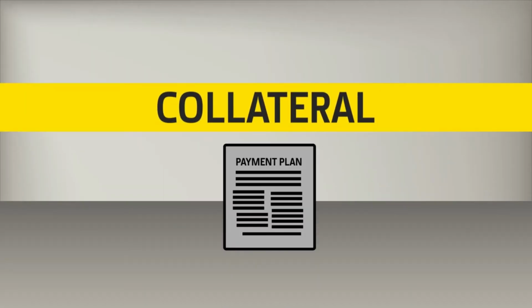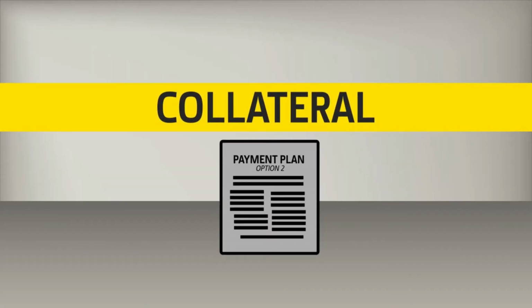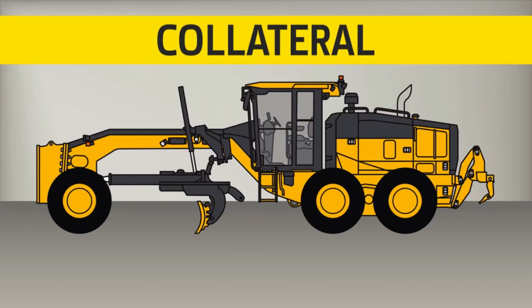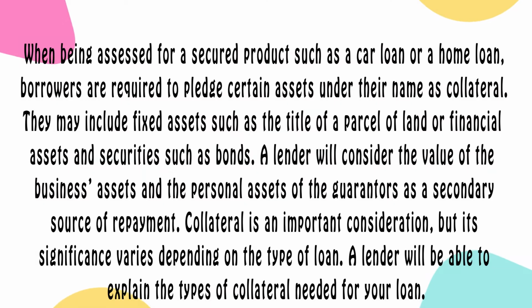Collateral. When being assessed for a secured product such as a car loan or a home loan, borrowers are required to pledge certain assets under their name as collateral. They may include fixed assets such as the title of a parcel of land or financial assets and securities such as bonds. A lender will consider the value of the business assets and the personal assets of the guarantors as a secondary source of repayment.